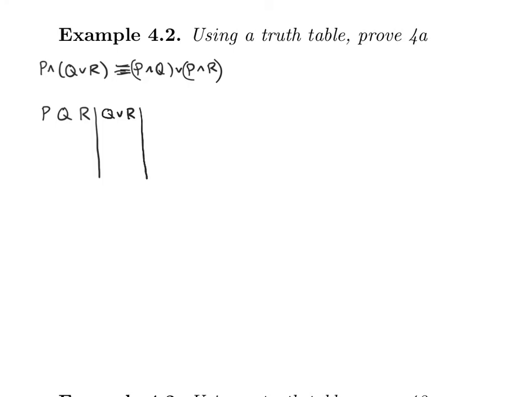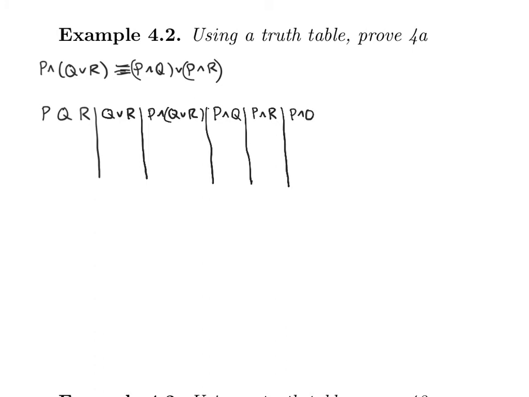What else do we need? Well, we need P and Q or R. So that is the left-hand side. Now the right-hand side, we need P and Q. We need P and R. And then we need the OR of them.